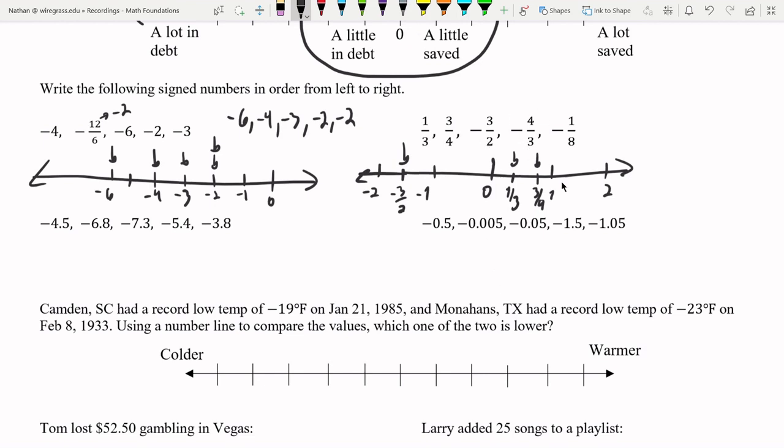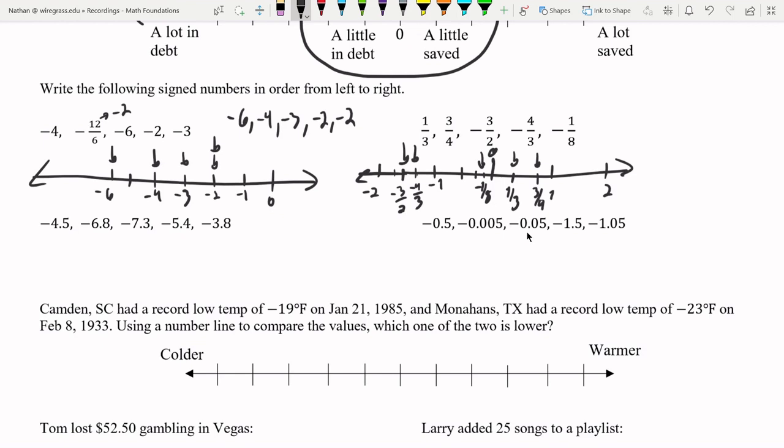-4/3. I was thinking that this was +4/3, but it's -4/3. That's actually going to be a third of the way past 1, which would be about here. If I were to cut this into thirds, be like this. Let me make this a little bit smaller here. -4/3 is right there. And finally, -1/8. So that's going to be 1/8 of the way past 1. So this is half, a fourth, and an eighth there. So this is going to be -1/8 right there.